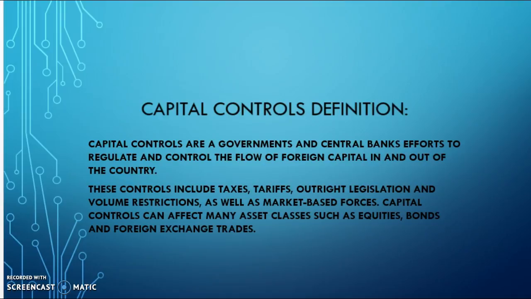Capital controls are a government and central bank's efforts to regulate and control the flow of foreign capital in and out of the country. These controls include taxes, tariffs, outright legislation, and volume restrictions, as well as market-based forces. Capital controls can affect many asset classes, such as equities, bonds, and foreign exchange trades inside the country.